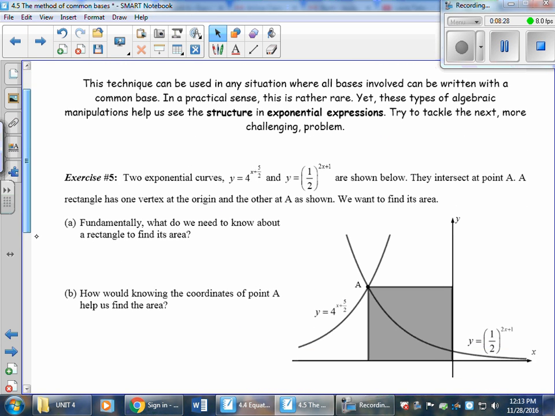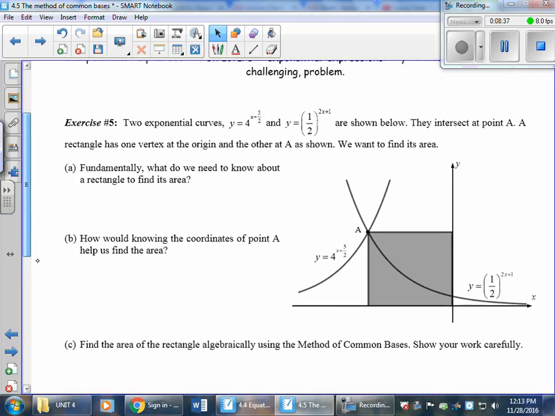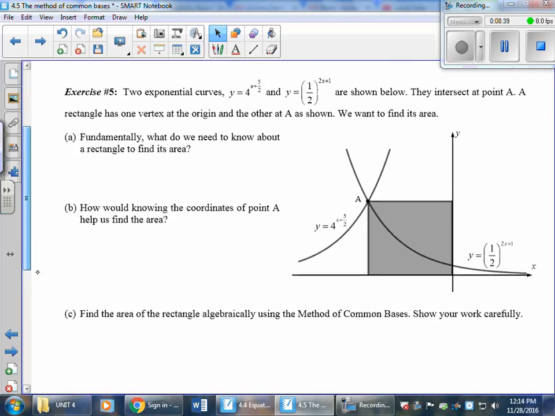Okay, so this technique can be used in any situation where all bases involved can be written with a common base. All right, so now what we're doing is we're going to look at a little bit more complicated, more challenging problem. And I'm going to remind you that sometimes, even though these look challenging, step by step, they're not bad. So please make sure you're not just looking at this and freaking out.